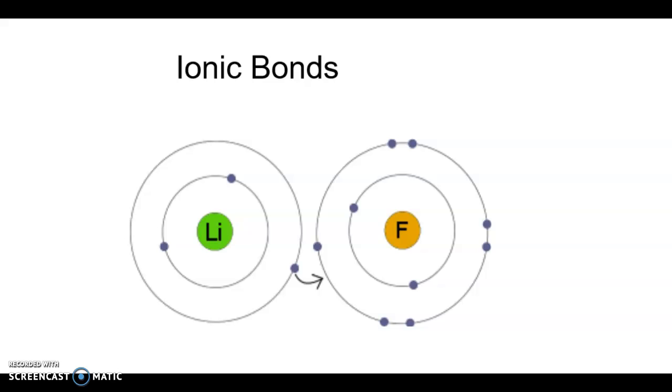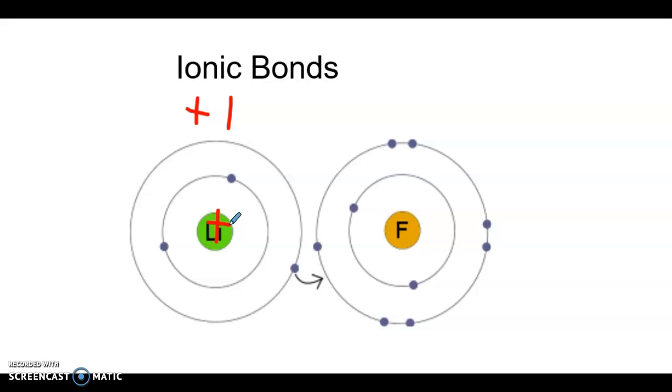So just to give you a pretty simple example, if we have lithium bonding with fluorine, when these two elements bond together, they form what's called an ionic bond. So lithium normally has 3 electrons, but it gives an electron to fluorine. So that's what this arrow is indicating. After lithium has given its electron to fluorine, that leaves lithium with 1 fewer electron than it had before, which gives it a positive 1 charge. So my lithium is positively charged.